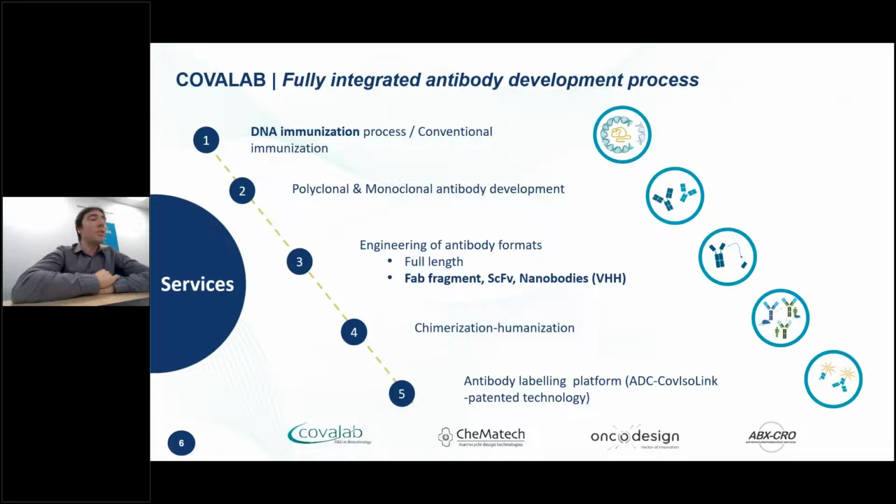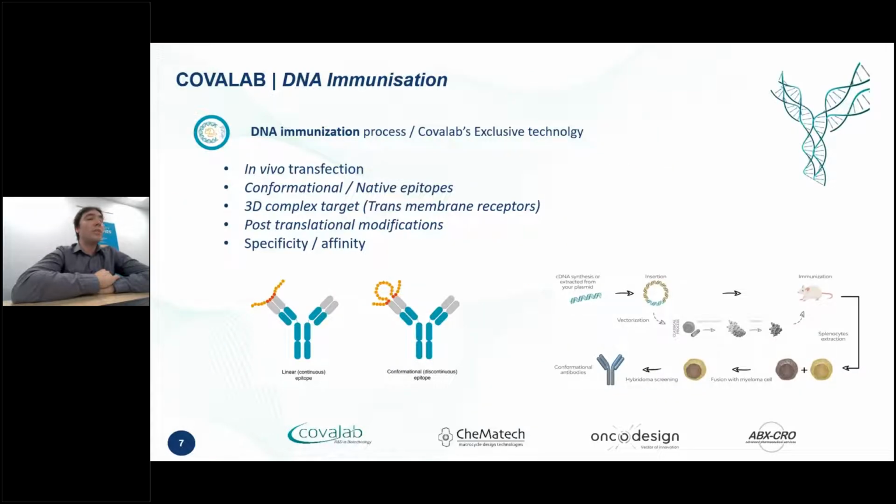Now I will present why we use DNA immunization and how we can help in your process. DNA immunization, also called DNA vaccination, is an in vivo transfection. To make a long story short, the sequence of the protein of interest is inserted into a plasmid and simply injected into mice, rabbits, or other animals without any specific equipment such as an electroporator or gene gun. It's a very simple injection that allows protein expression at the cell surface, which will be displayed to the immune system.